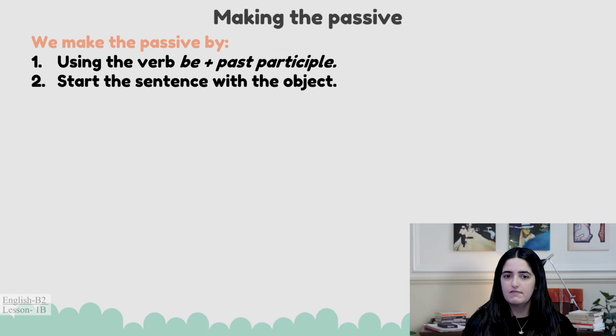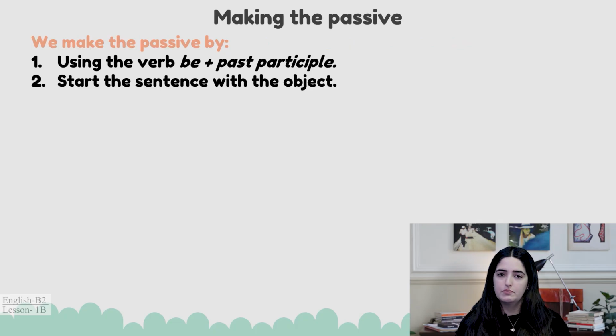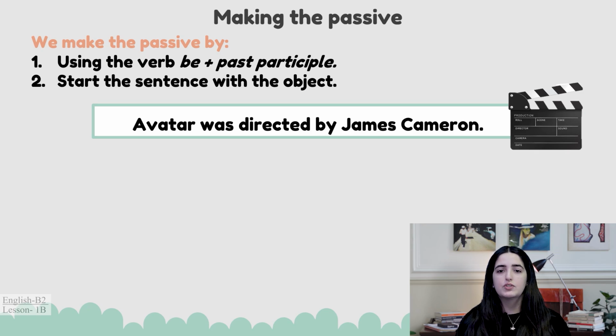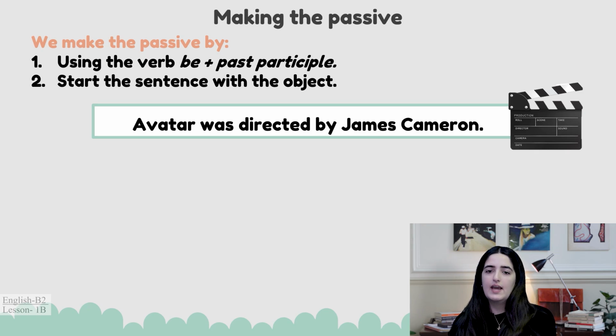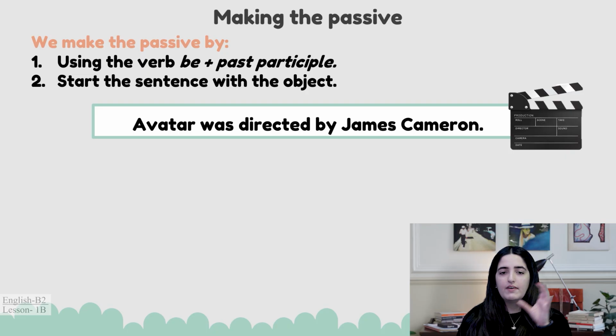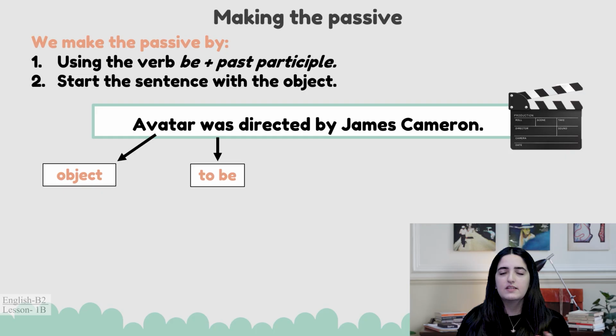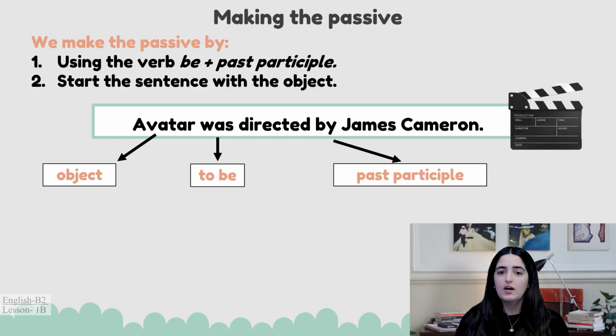We make the passive by using the verb be and then the past participle. Okay, so by be we mean to be, and we always start the sentence with the object. So let's have a look. Avatar was directed by James Cameron. Okay, so we have Avatar, which is the object. We have was, which is to be. It's the past form of to be. And then we have the verb directed in the past tense and then the subject. So was directed is the key thing here. Was directed by James Cameron.